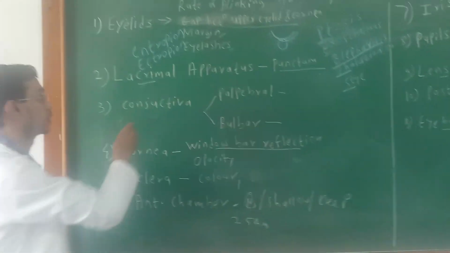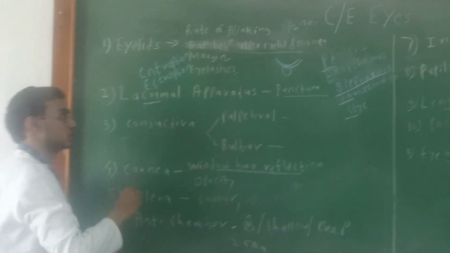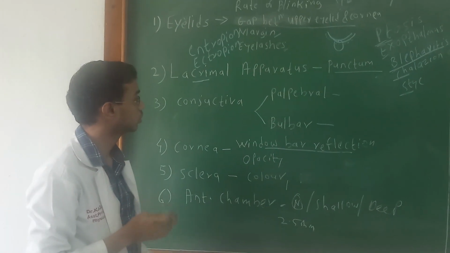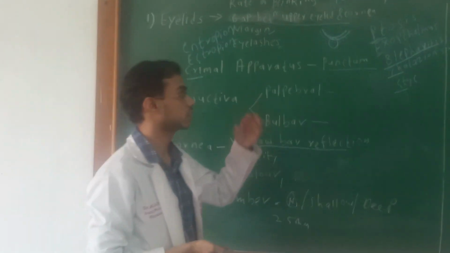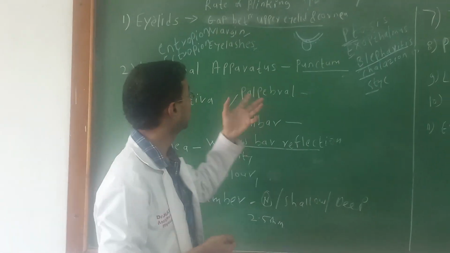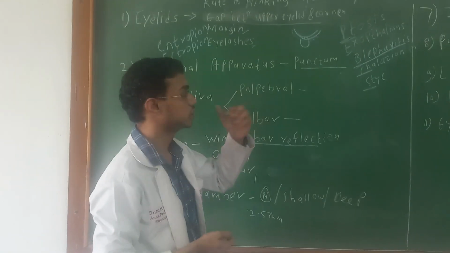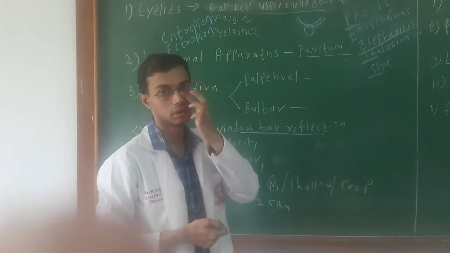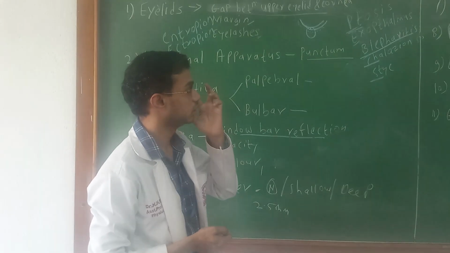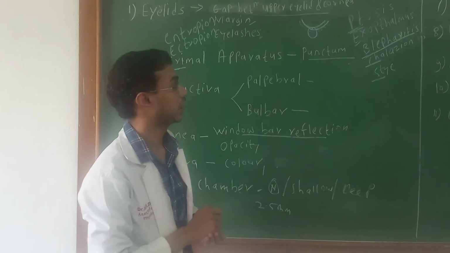Now what is the lacrimal apparatus? The lacrimal apparatus consists of the lacrimal gland, lacrimal sac and lacrimal duct. The lacrimal gland is present at the outer margin of the upper eyelid, while the lacrimal sac is present at the medial angle of the eyelid, near the nasal bridge. That is called the lacrimal sac.